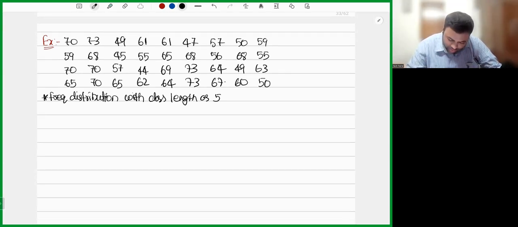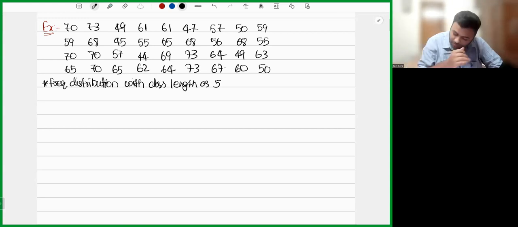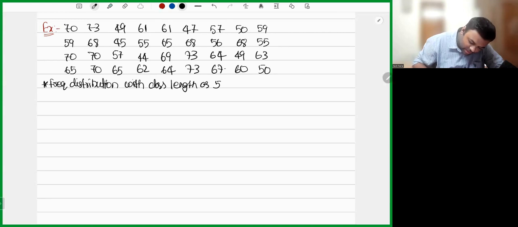Now I'm asked to develop a frequency distribution with class length 5. I will develop both inclusive as well as exclusive data so that you'll understand the difference. And once and for all, we can close the discussion of inclusive and exclusive data. Now, my dear friends, whenever you are developing a frequency distribution, the first step is you need to calculate the range.